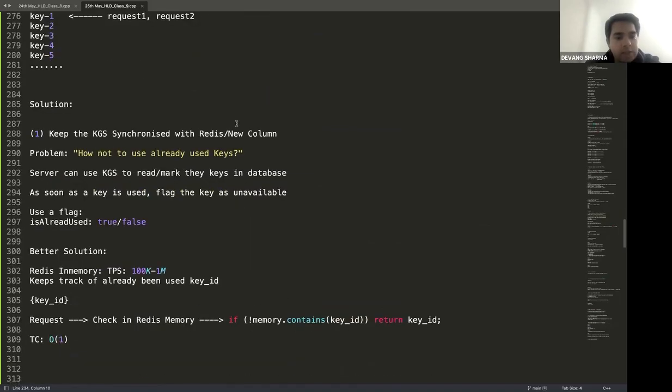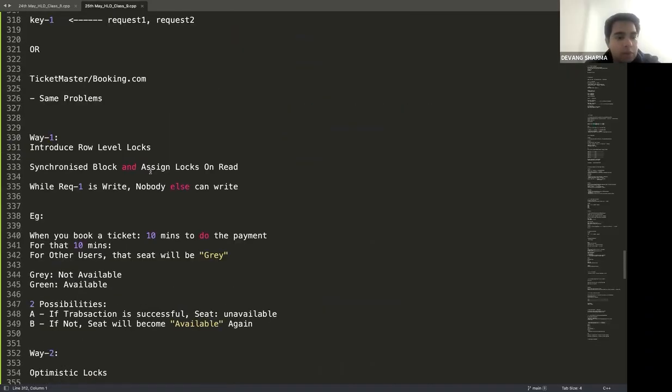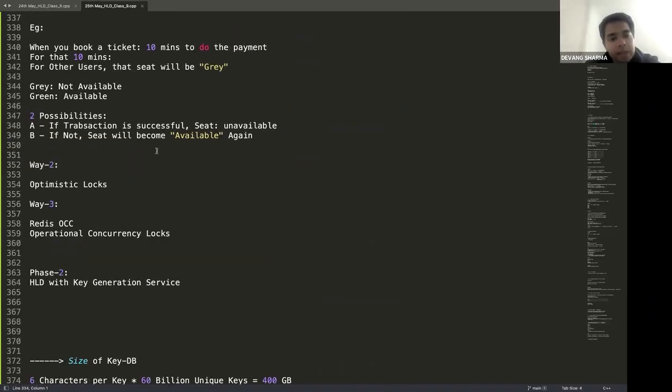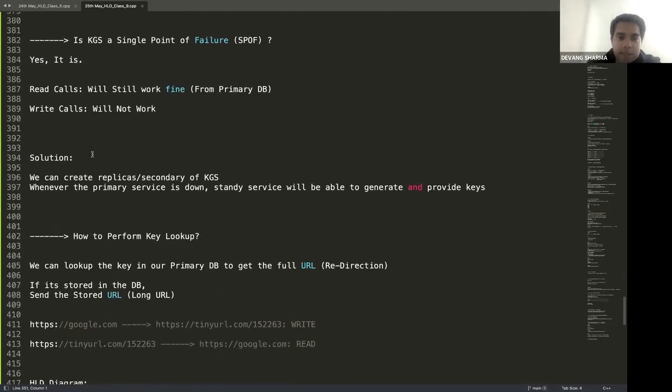We talked about concurrency. We talked about the use case of keys that are not already used, and how to make sure we are not using already used keys. We talked about how to make sure we are handling concurrency. We went into a further deep dive here, which may not be required, but we talked about all possible solutions. Okay. Then we talked about, is KGS a SPOF?